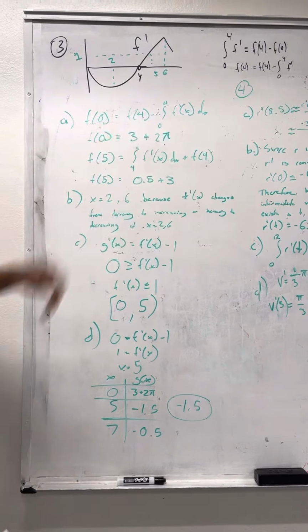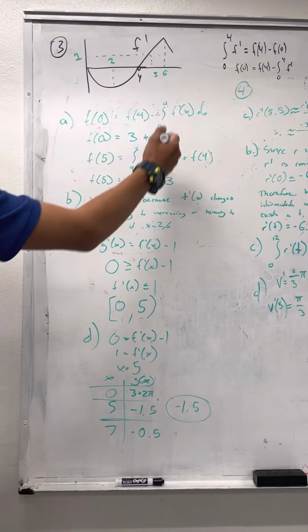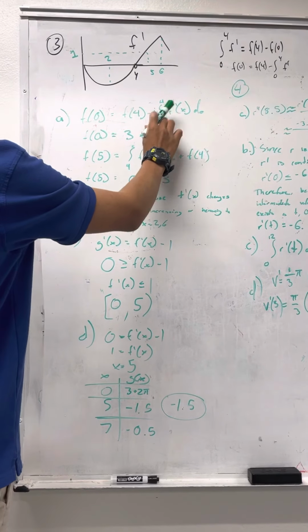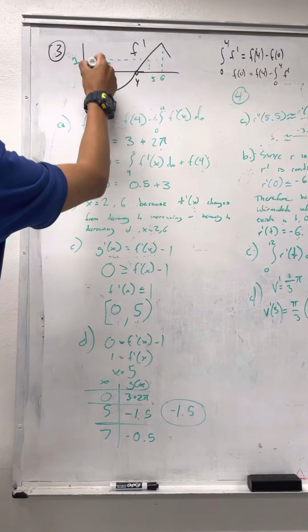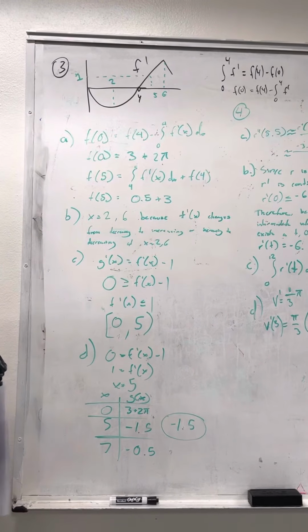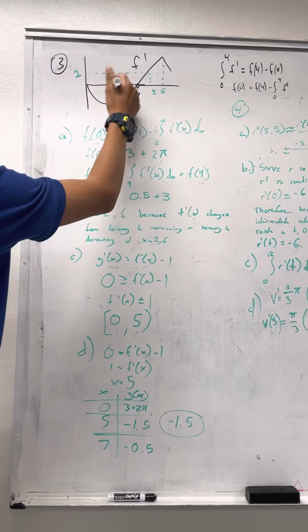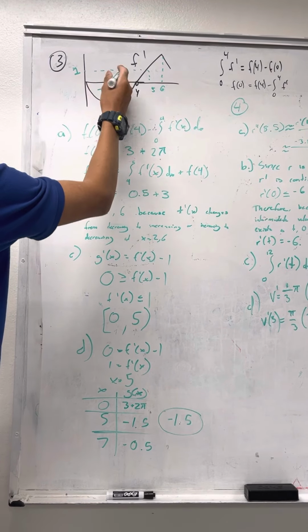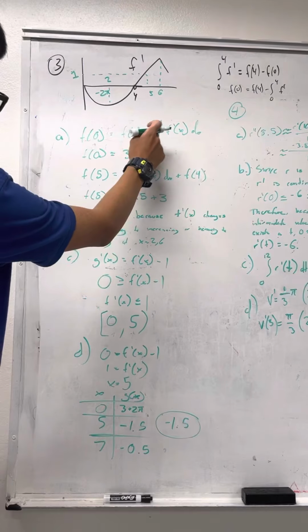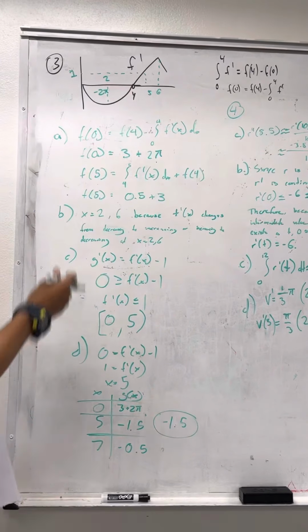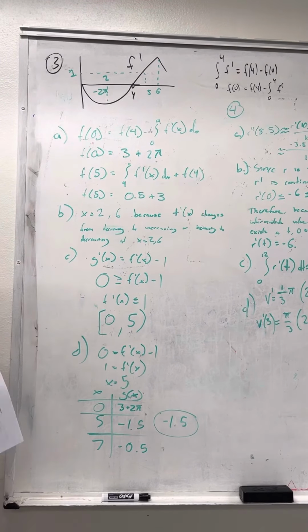And for the integral, you can use geometry like this here. Integral of f prime from 0 to 4 is from here to here, which is a semicircle with radius 2 and under the x-axis. So here is negative 2 pi, and minus negative 2 pi would be plus 2 pi. And you could do a similar process for f of 5.